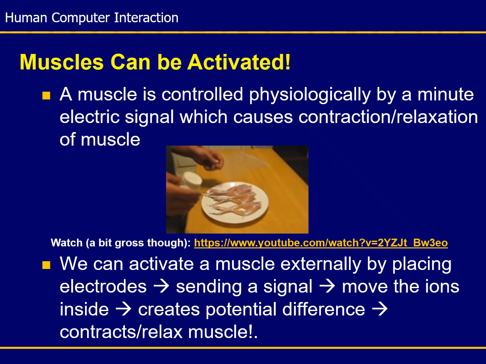Now, let me show you a bit of HCI research around the use of muscles, okay? First of all, I would like to prove to you that muscles are controlled by electrical signal. An electrical signal is made up of ions that are free to move, and ions are free to move because we have a potential difference in the media.